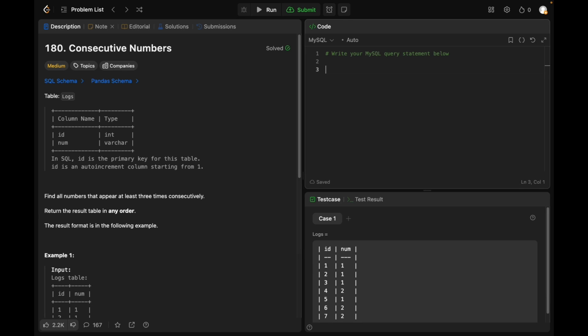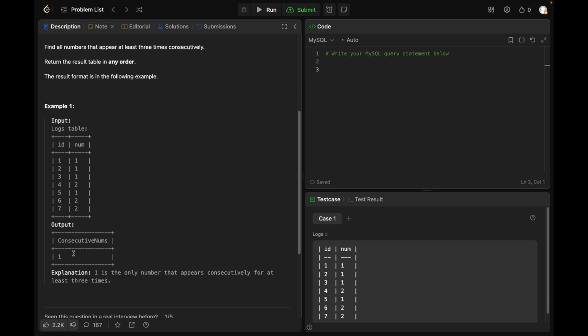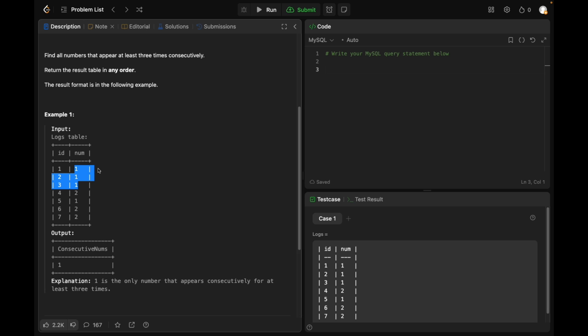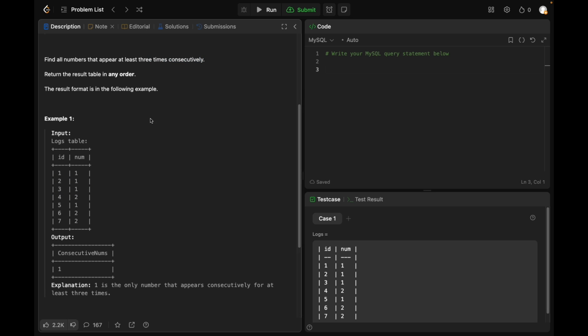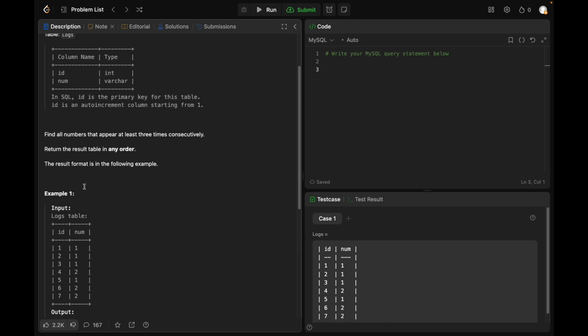LeetCode 180, Consecutive Numbers. This is going to be an interesting problem. Given a table, we just have to return all the values from the num column that have been repeated three times consecutively. For instance, over here we have 1 again and 1 again, three times consecutively in a row. So we're going to report that the number 1 follows this criteria. So how do we achieve that?